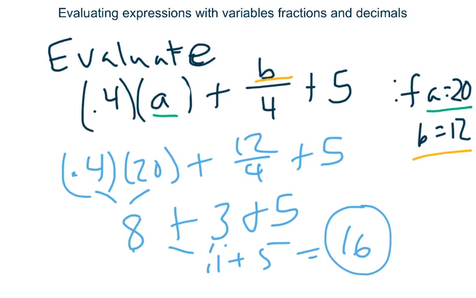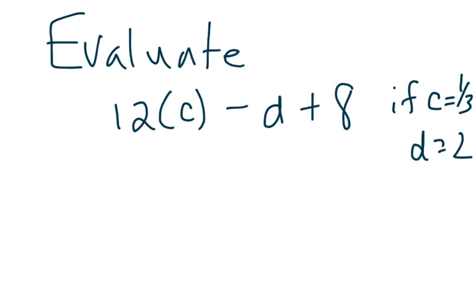So substitute the values in, do order of operations, and then finish off your problem. You can use a calculator to help you on this, but you do need to make sure you show your work. There's about 3 lines of work here: substituting in, solving the initial part, and then adding up the last parts. So next up, we have 12c minus d plus 8.